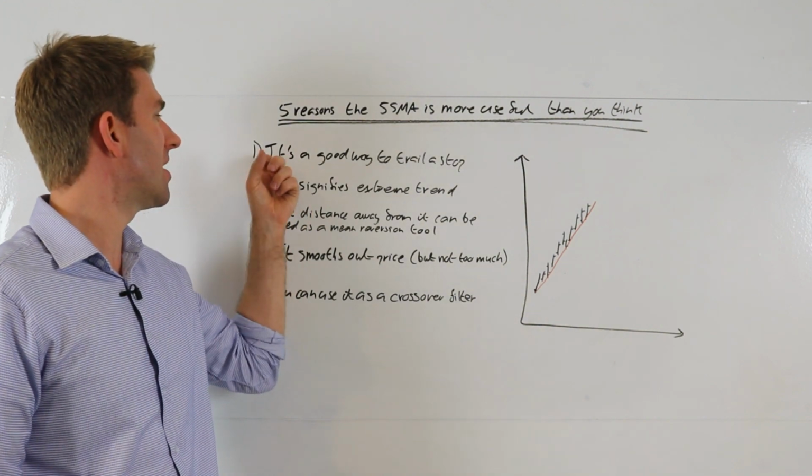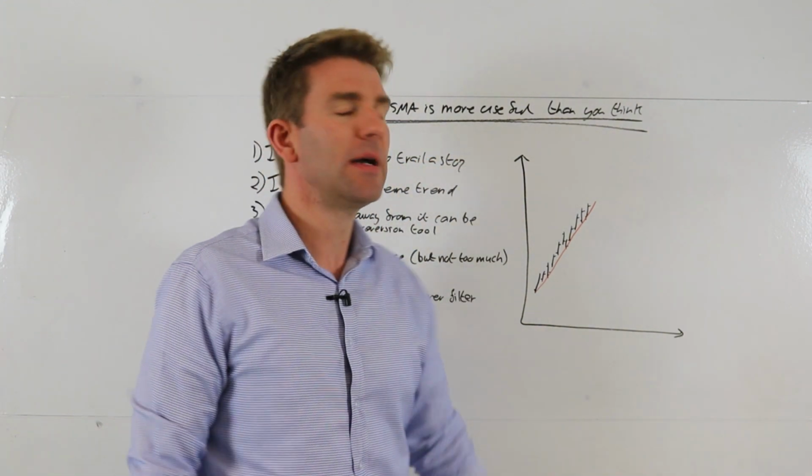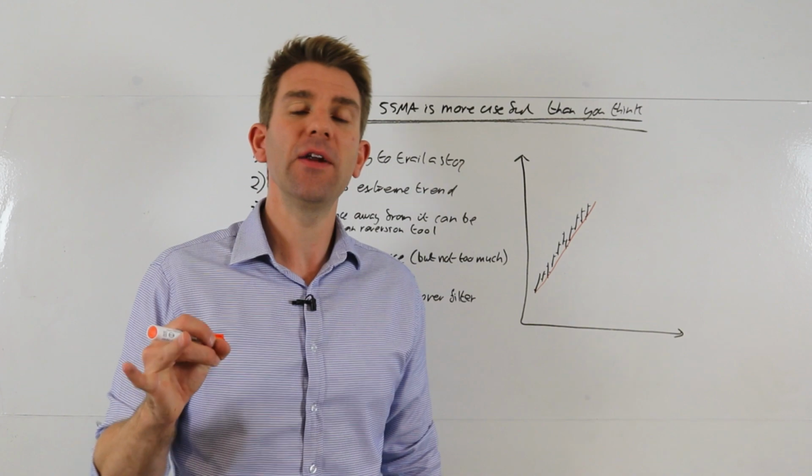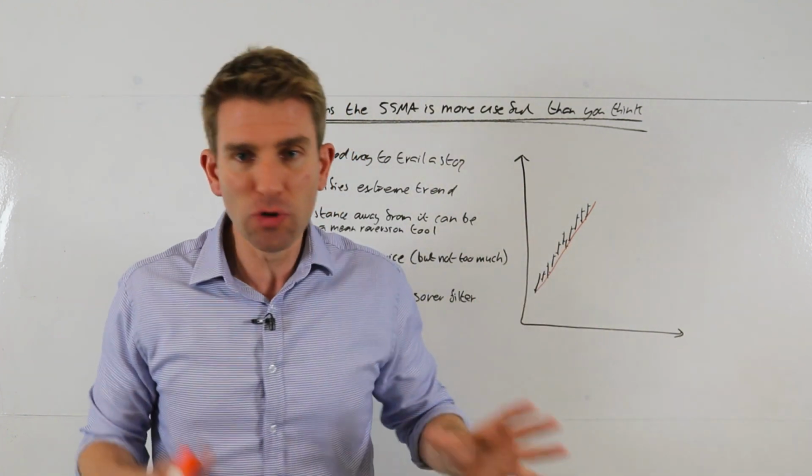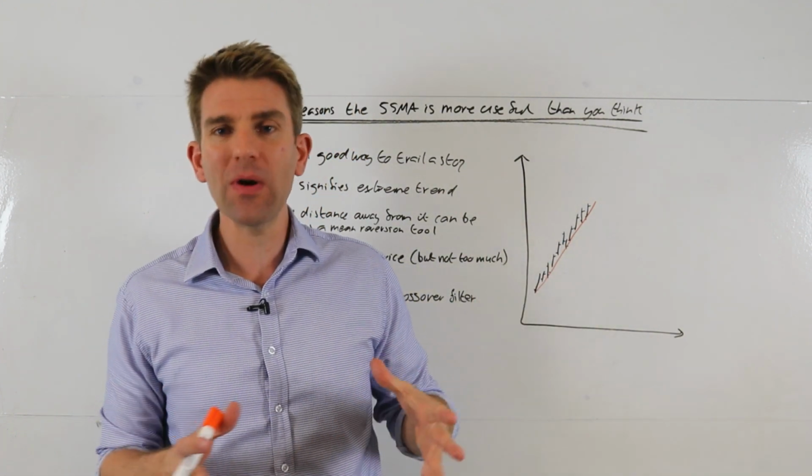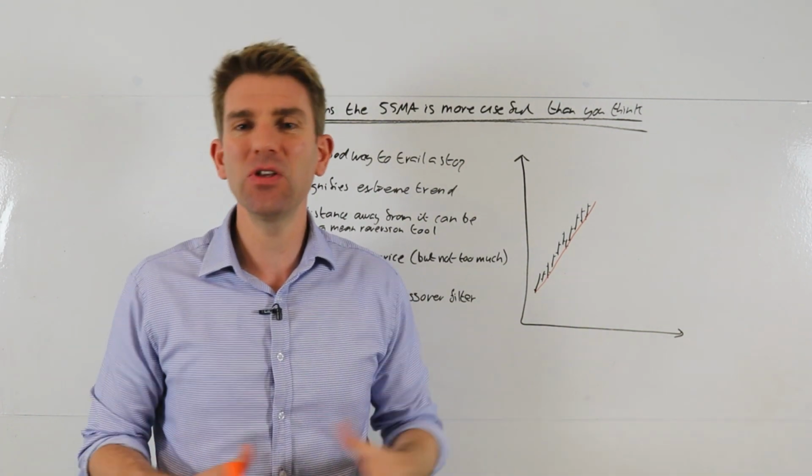The first one is this, guys. It's a good way to trail a stop. I don't know about you, have you been in a trade? And by the way, this is a daily chart. You could probably mess around with it on a 4-hour or an hourly.